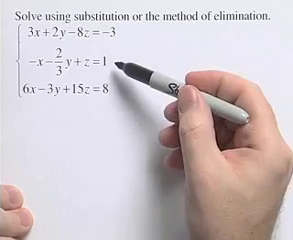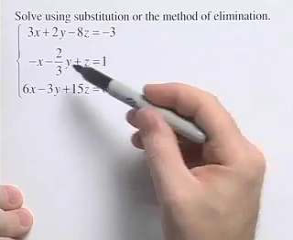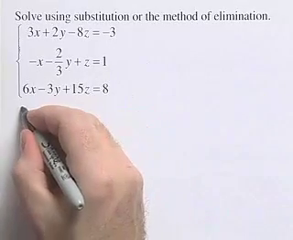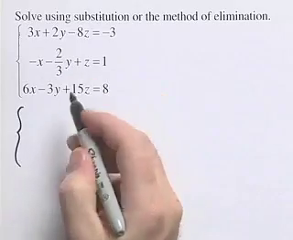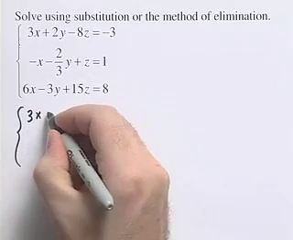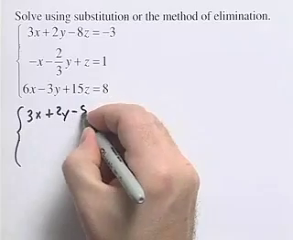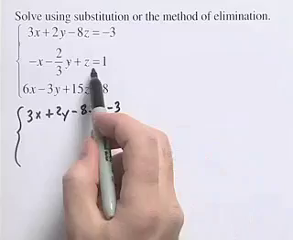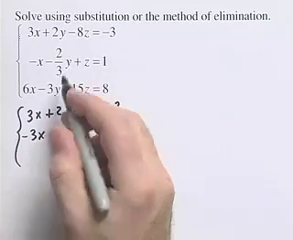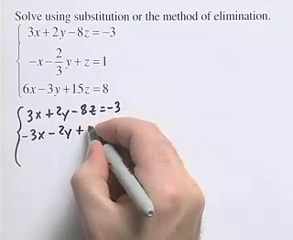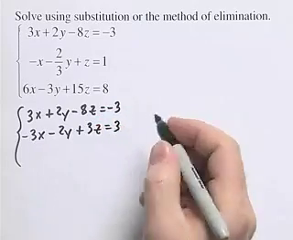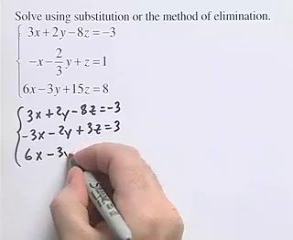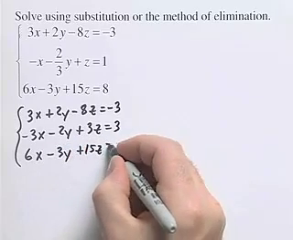First thing we'd like to do is, here in equation 2, get rid of the fractions so we can work with integers. To do that, we're going to multiply this equation by 3. That'll give us an equivalent system. We're not changing the first or third equations, so we rewrite those. 3x plus 2y minus 8z equals negative 3. We multiply the second equation by 3 and have negative 3x minus 2y plus 3z equals 3. And again, we're just going to rewrite our third equation. We haven't changed that. 6x minus 3y plus 15z equals 8.